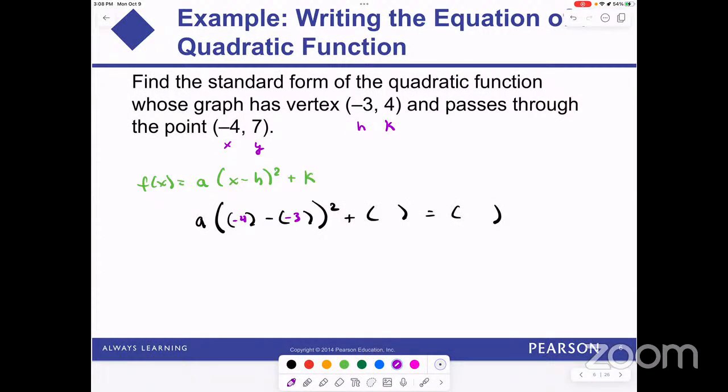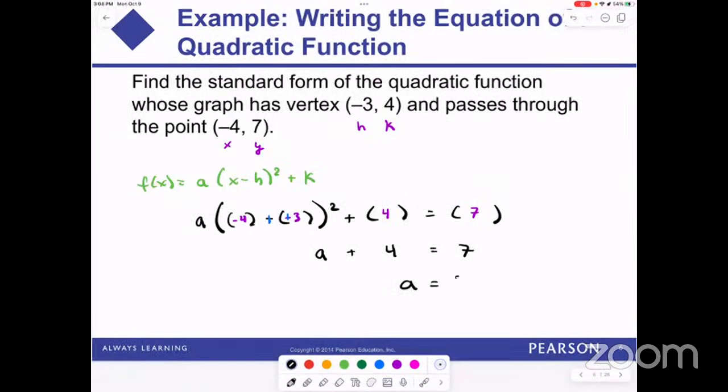It might even merge into 1. Our k is 4 and our y is 7. Okay, so if we simplify this, a double negative is positive. -4 plus 3 is -1. -1 squared is 1. 1 times a is just going to be a. So all of that first part collapses down to a plus 4 equals 7. So then a equals 3.